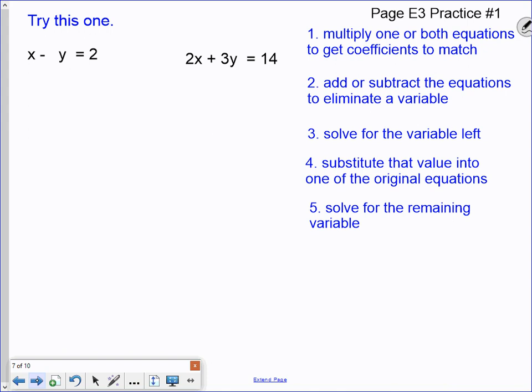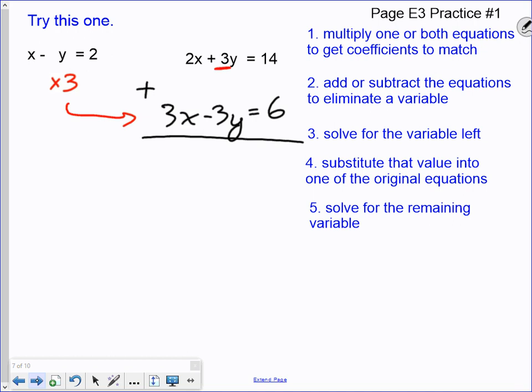Okay, what would I do for this one here? I might take this first equation here and multiply it by 3, because that'll get my coefficient on y to match up. So multiplying that one by 3 is going to give us, just putting that over here, x times 3 is 3x, negative y times 3, negative 3y, 3 times 2 is going to be 6. So I've got 2x plus 3y equals 14, 3x minus 3y equals 6. I'm going to add these two equations together because that'll cancel out those y terms.